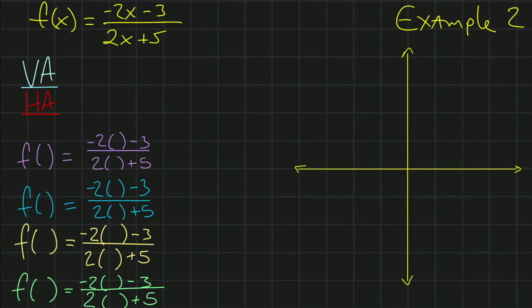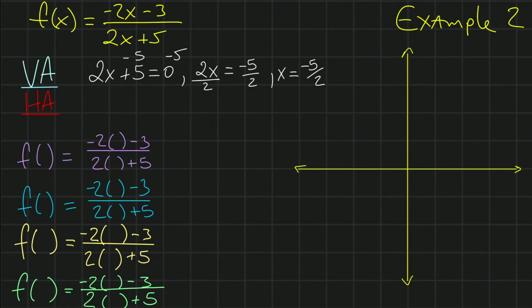For our next example, we have f of x is equal to negative 2x minus 3 divided by 2x plus 5. Again, to find the vertical asymptote, all we need to do is set the denominator equal to 0. So we have 2x plus 5 equals 0. We'll minus 5 from both sides, which will give us 2x is equal to negative 5. Divide both sides by 2. And that means that our vertical asymptote is going to be at x is equal to negative 5 over 2.